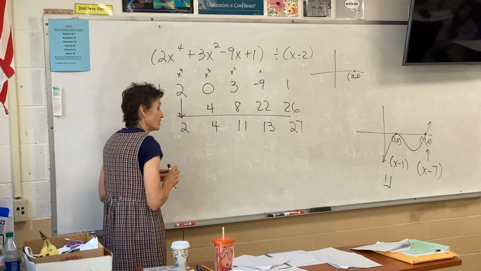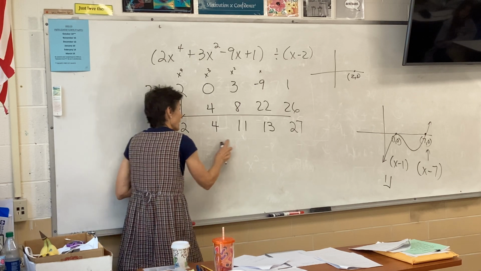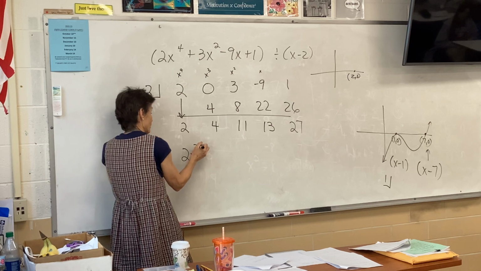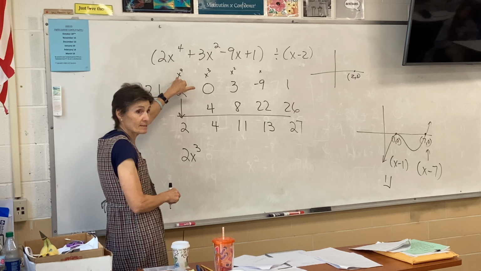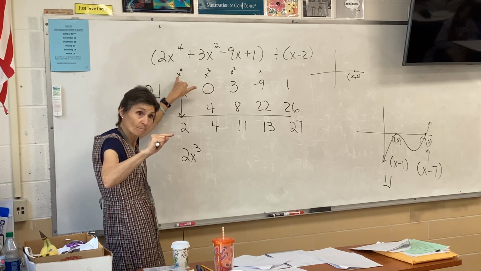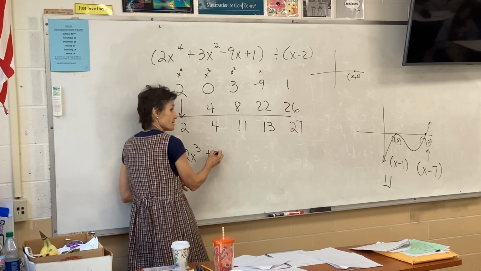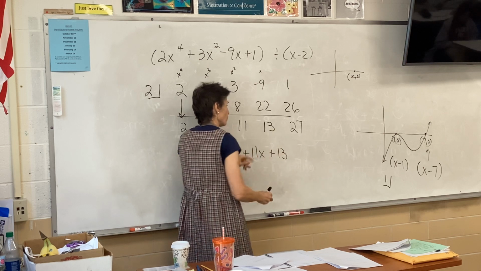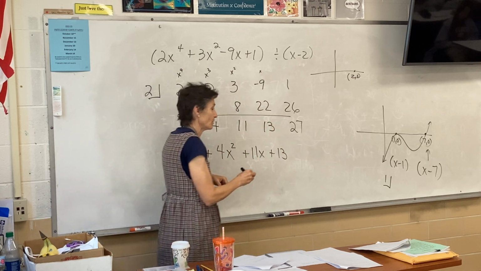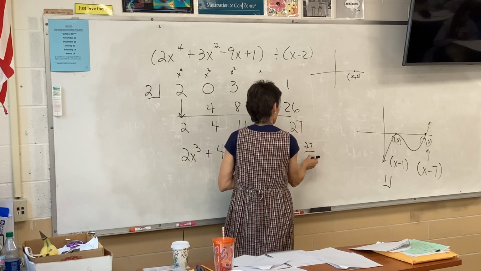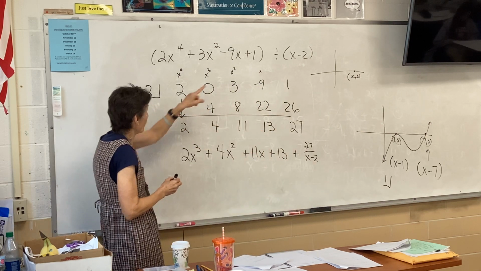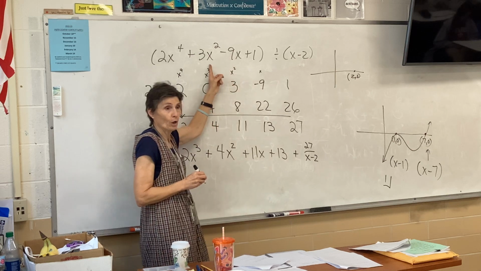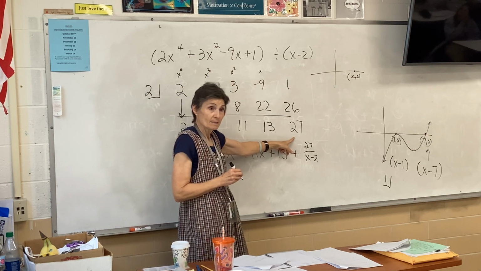So what's the answer to the question? Be careful now. What's the answer to the question? You gotta put the letters back in. So what do we got? 2 x to the what? 3rd. Why is it x to the 3rd? Because it started out as x to the 4th, and it always goes down by 1. So 2x cubed plus 4x squared plus 11x plus 13, and what's that 27 on the end? That's your remainder. So we say plus 27 over x minus 2. What the remainder over what we divided by. Is this a factor? No, because the remainder didn't turn out to be 0.